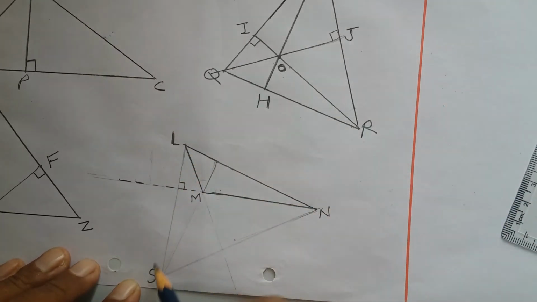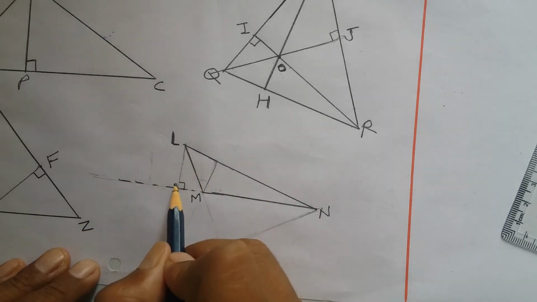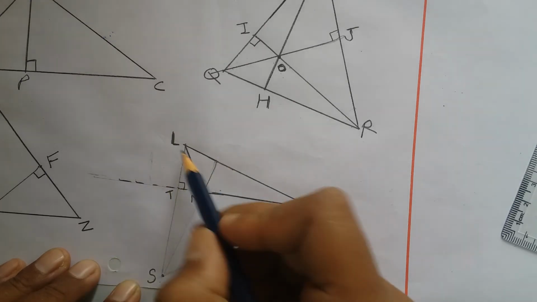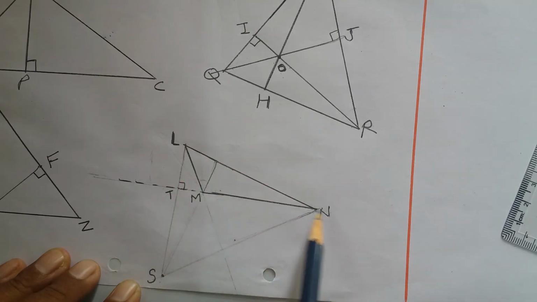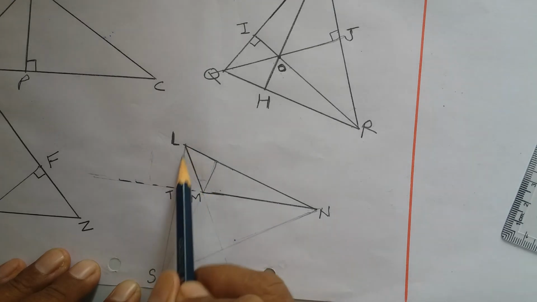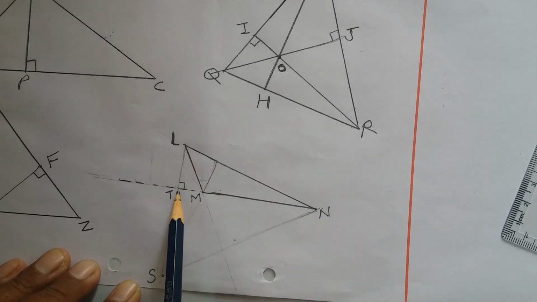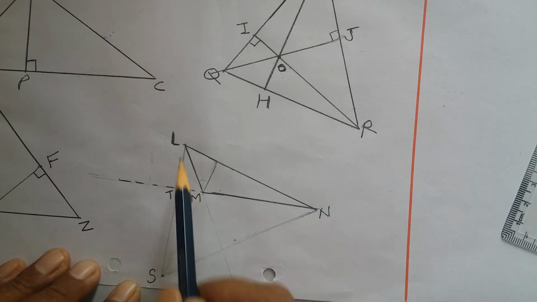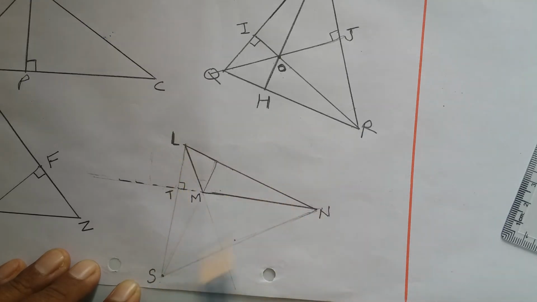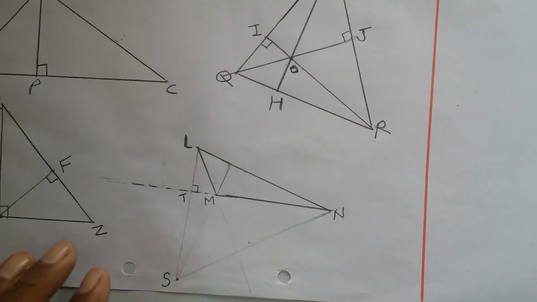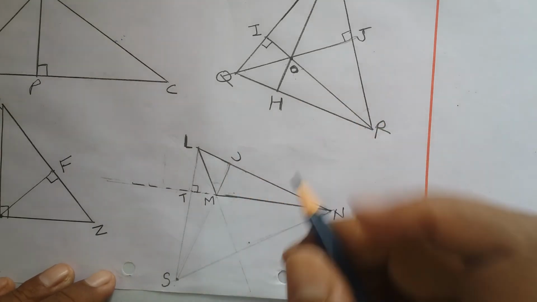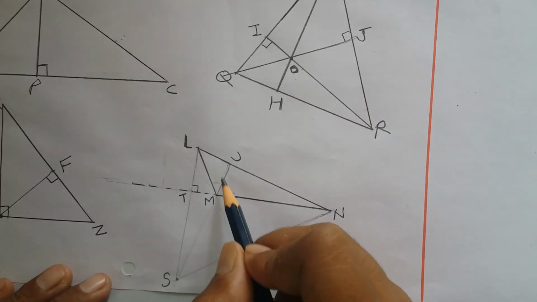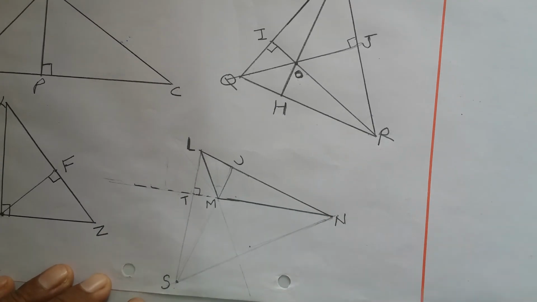LT is perpendicular to this base. LT is the altitude of this triangle when we consider MN as the base. Do you understand? LT is perpendicular to the extended MN, so when the base is taken as MN, LT is the altitude, and we have extended this altitude. Now we have drawn one more perpendicular. Suppose this is point U. We draw a perpendicular from M to side LN.